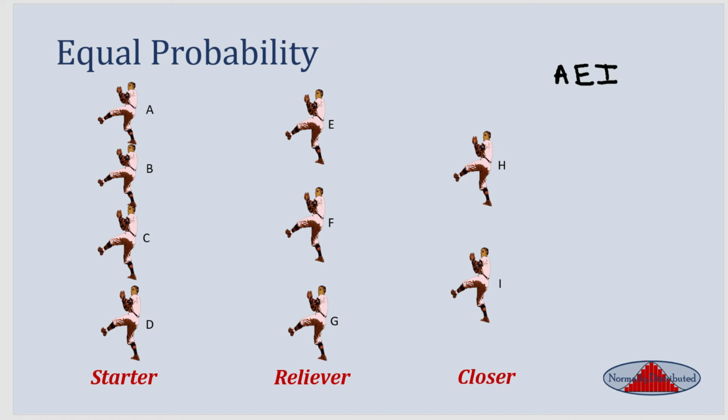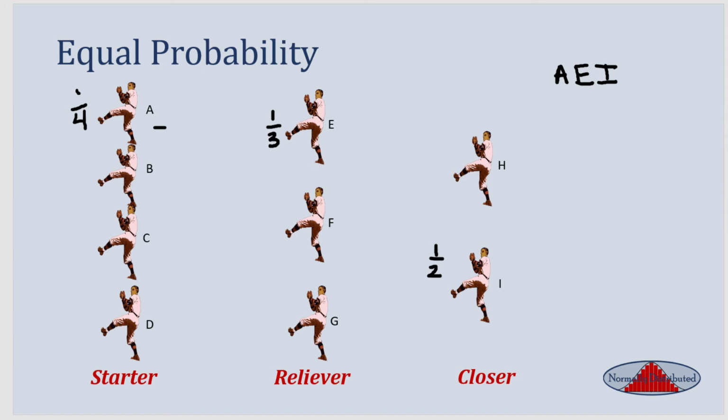So if you remember from the last slide, all you need to do is multiply across the different options. Again, when you think "and," think multiply. So to start, for player A there are 4 options here, so he has a 1 in 4 chance of getting chosen. The reliever here has a 1 in 3 chance of getting selected, and our closer has a 1 out of 2 chance of getting selected.